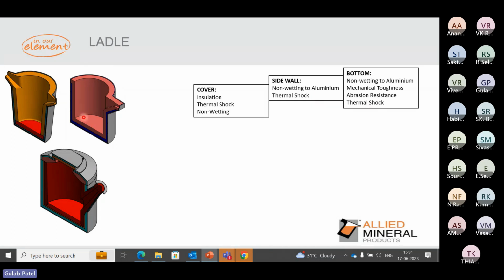And then the cover. If we are going to design a cover, then insulation is going to play an important role. Because most of the time, in general, most of the heat loss happens from the top of the aluminum liquid metal. So the cover, designed with a highly insulating refractory system, meaning low thermal conductivity, is going to be a great advantage to keep your temperature intact for a longer duration. It means reduced temperature drop during the transfer of the liquid.